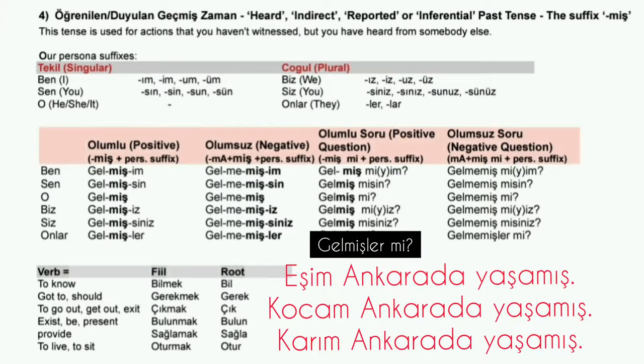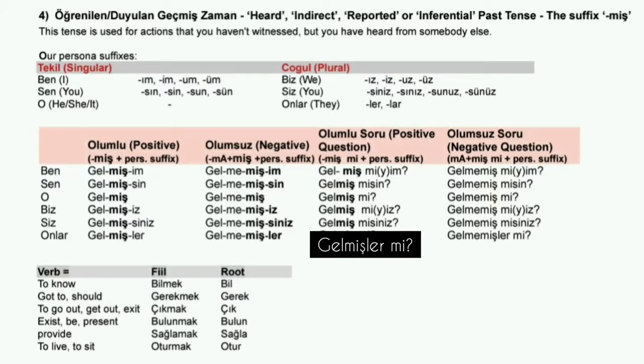Kocam, my husband. My wife, karım. Kocam Ankara'da yaşamış. Karım Ankara'da yaşamış. As we haven't witnessed it, we need to use mişli geçmiş zaman. Yaşamış. So these are all from me. I think it's enough to practice now. I'm leaving all these verbs for you to practice.